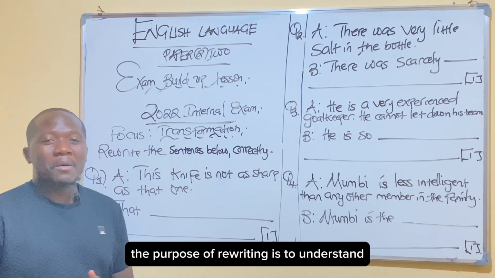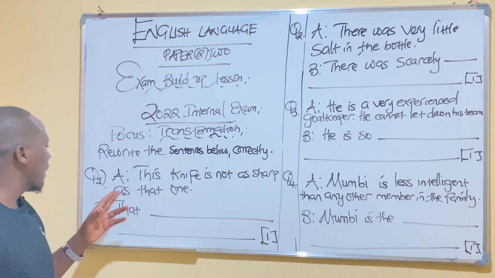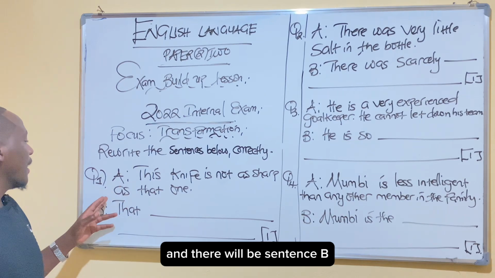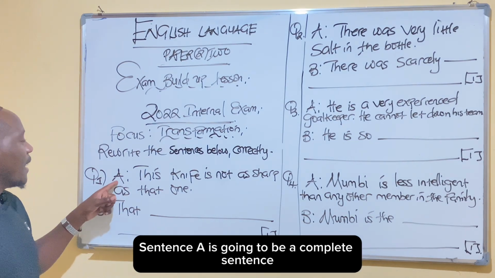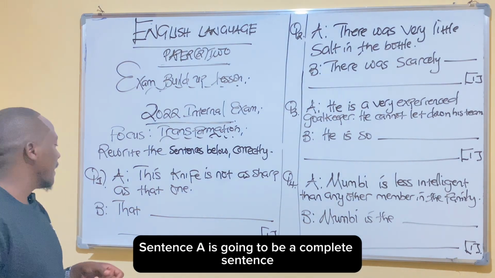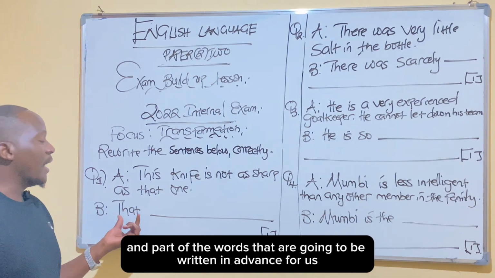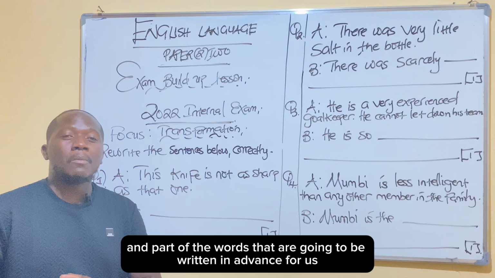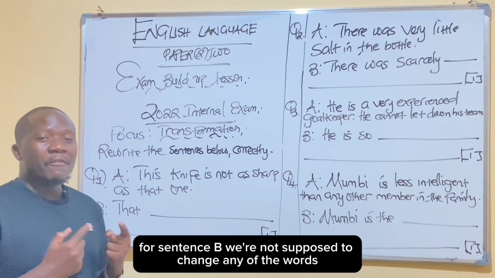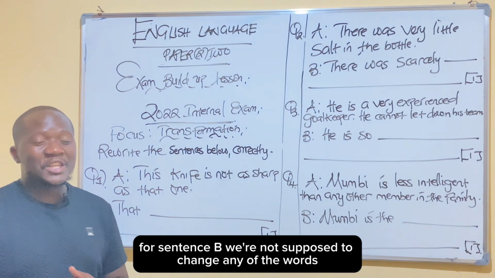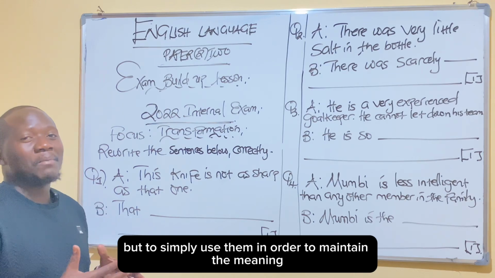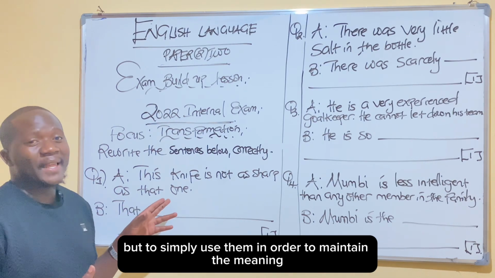It says rewrite the sentences below correctly. The purpose of rewriting is to understand that there will be sentence A and there will be sentence B. Sentence A is going to be a complete sentence from which we're going to get the meaning of sentence B. And part of the words that are going to be written in advance for us for sentence B, we're not supposed to change any of the words, but to simply use them in order to maintain the meaning.